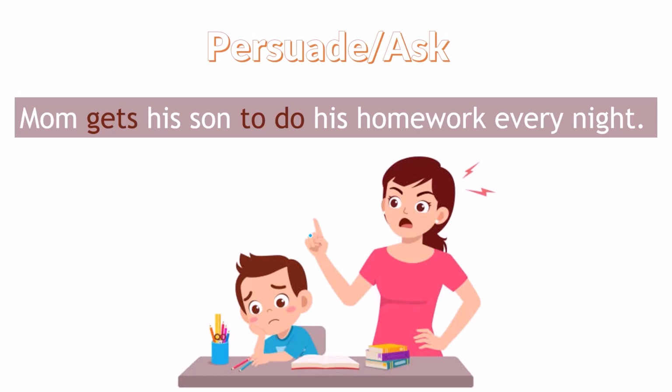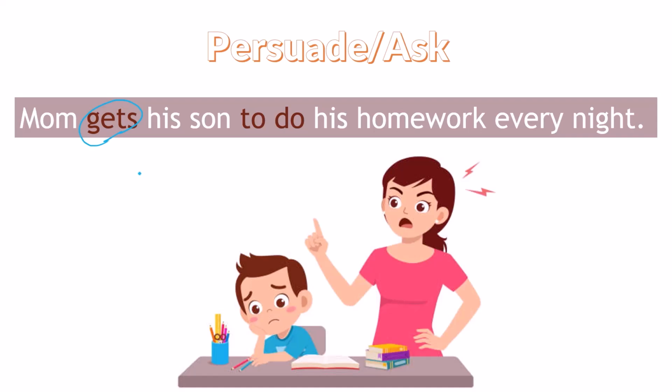Mom gets her son to do his homework every night. Does she pay him money? Well, no. She doesn't do that. And she asks him, or even she forces him, she persuades him. You should do this. So, mom gets her son to do his homework. Here, we only use gets. We do not use the verb have. Okay? Have does not mean this. Just the word get.